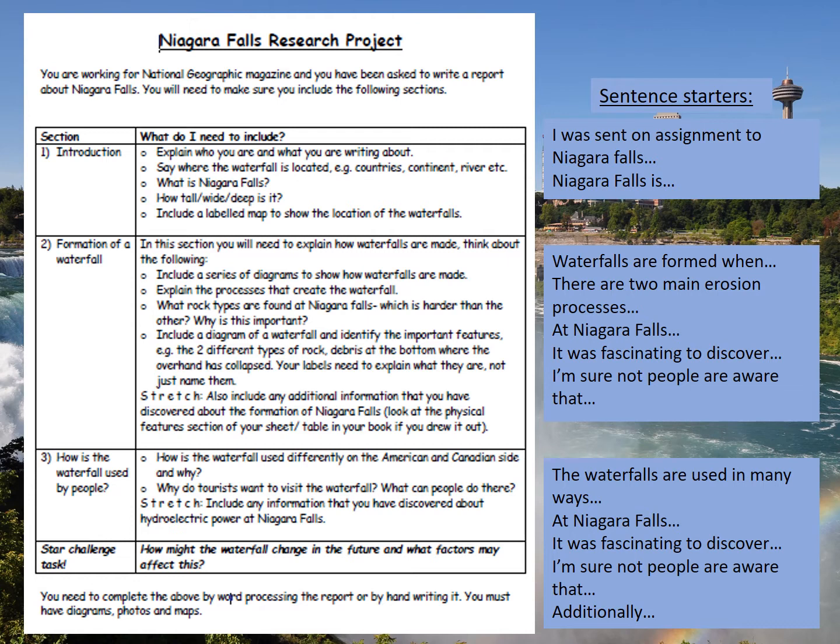And remember as well that you will also need to include your pictures and diagrams and maps throughout your writing. So you might want to include them at the end of each section, or you might want to include them in between sentences or in between your paragraphs.